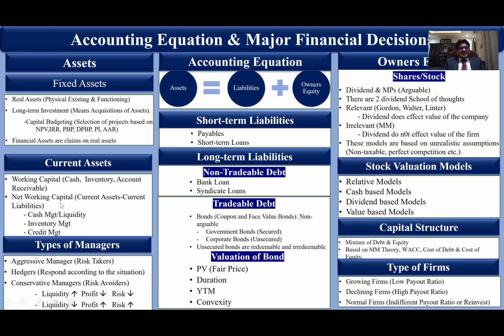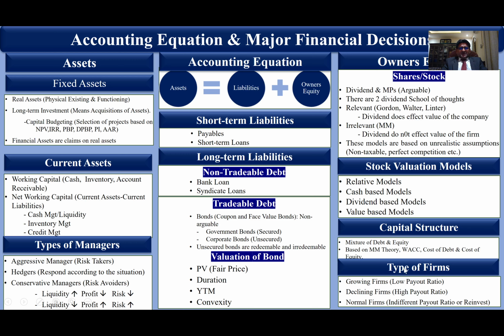And net working capital, so it's the difference between current assets and current liabilities. While talking about working capital, there are several chapters: cash management, liquidity management, inventory management, credit management. Here are also several chapters. While we are talking about capital budgeting, capital structure, several chapters, cost of capital, several chapters are there, valuation, then dividend. So these are the overall trees of major financial decisions.